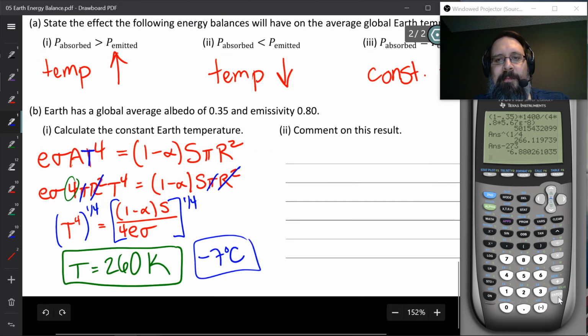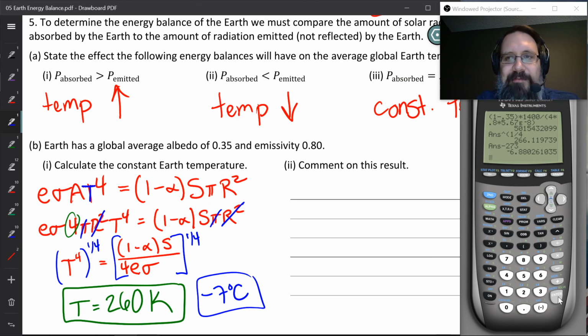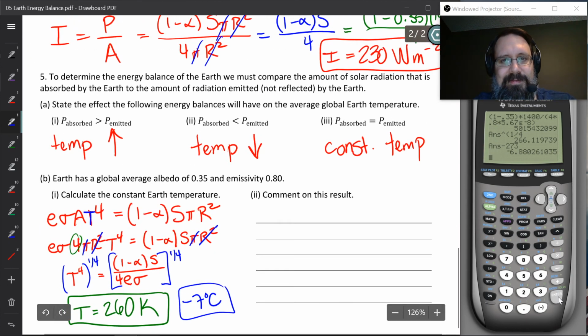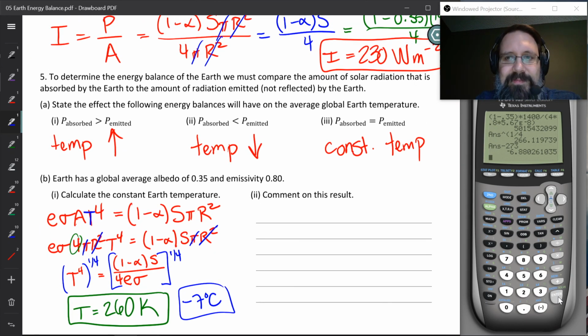It says comment on this result. So this says that the average Earth's temperature is below freezing. Is that correct? Heck no. So then what does that mean? The Earth is hotter than this. Why? Because of the atmospheric effects you were talking about earlier.